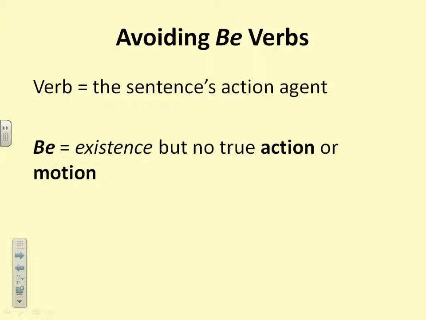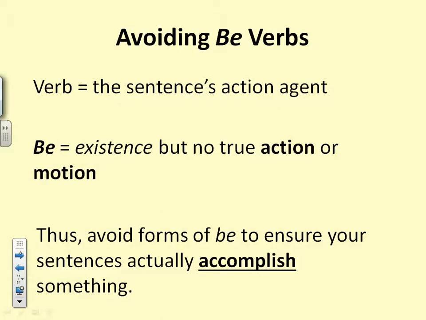But too often, and I don't know why this happens necessarily, I'm sure there are probably some good reasons, many people just revert to using be verbs without thinking any further than that. So that's why we want to go back and fix those. So you want to avoid forms of be to ensure that your sentences actually accomplish something. Because when it's just full of be verbs and none of the action verbs, we're not really accomplishing very much of anything. We're stringing be verbs together with words that really ought to be our verbs, but are not.